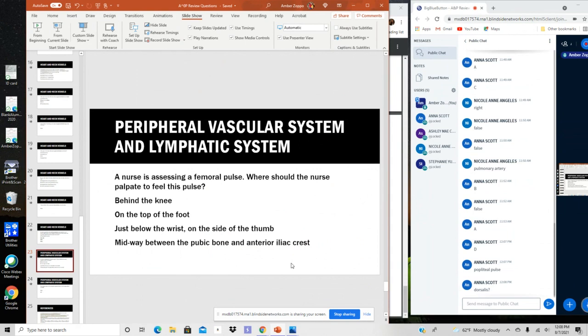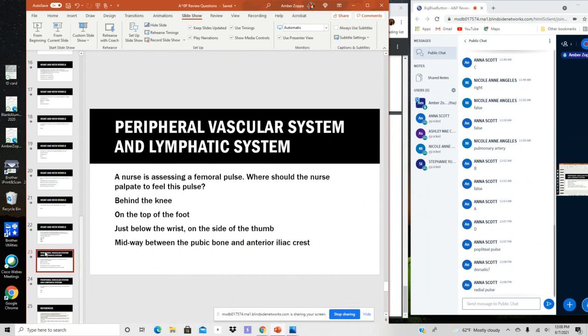And how about the next one? Do you guys know just below the wrist on the side of the thumb? What pulse is that? Radial. Yep, correct. So the answer is the last one, and we just went through what these pulses are assessing. Behind the knee would be popliteal, on top of the foot would be dorsalis pedis, and on the side of the thumb below the wrist is the radial pulse.